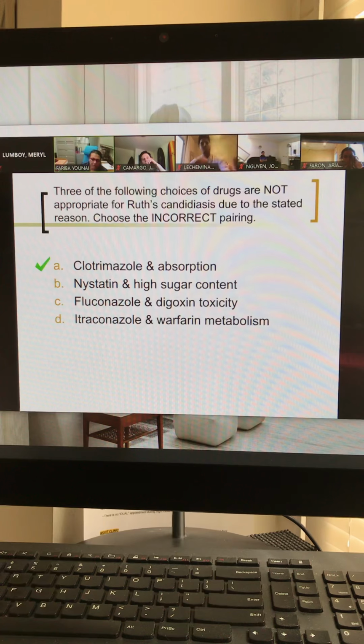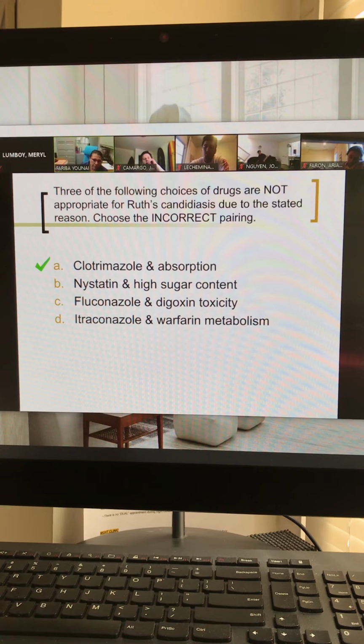Definitely, itraconazole interferes with metabolism of Coumadin. I'm going to show you that in the next couple of slides, which is another drug interaction. Fluconazole and toxicity of digoxin. Azoles in general do have a significant drug interaction, and two of the most sensitive medications here are digoxin and warfarin, very sensitive to drug interactions, and you don't want to interfere with them.